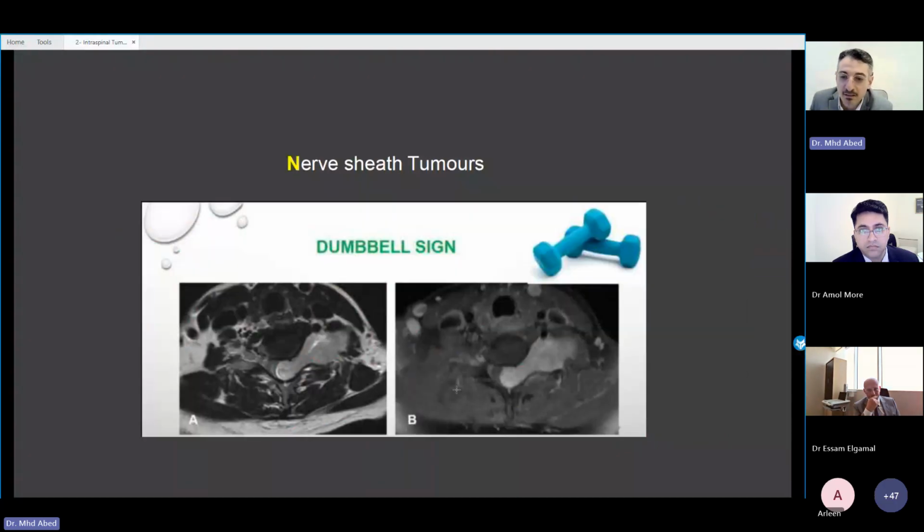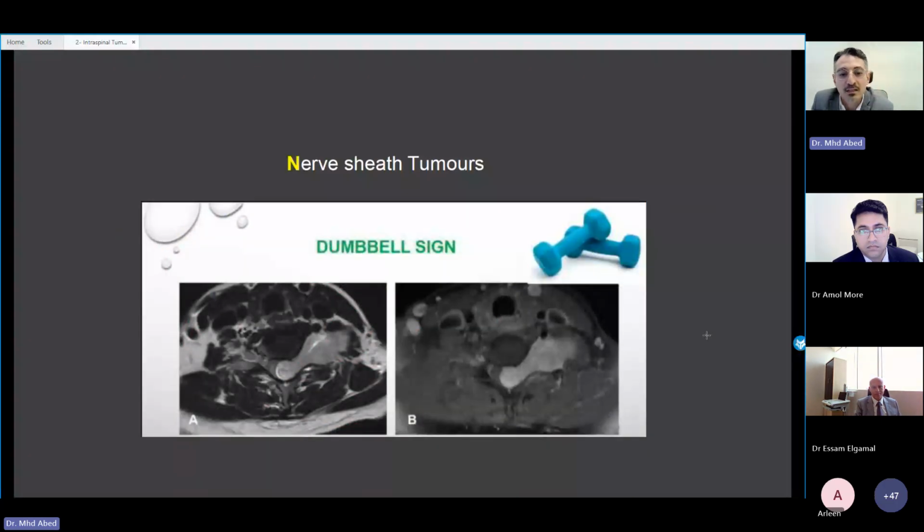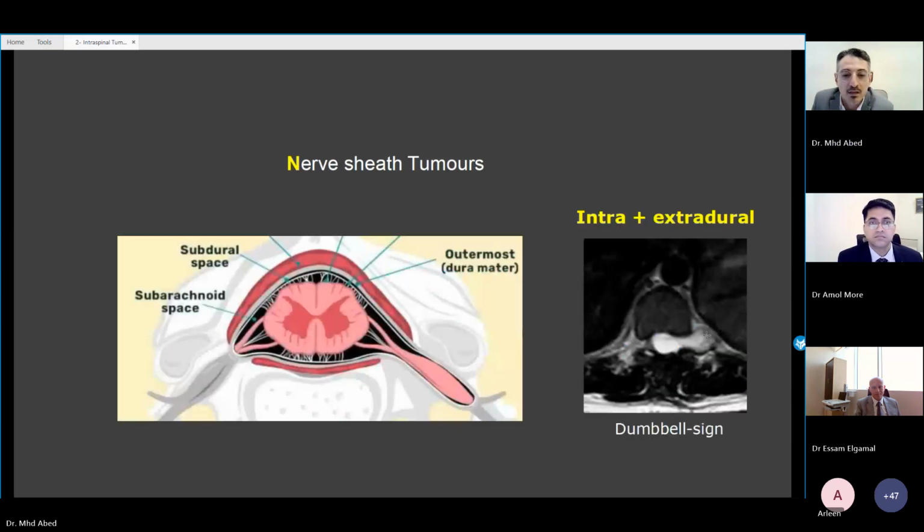And it has this dumbbell sign. It's narrowed in the middle with both components which are thickened in the intra and extradural space. It's called the dumbbell sign. That means we have a lesion which is intra and extradural. It is within the nerve sheath tumor itself.